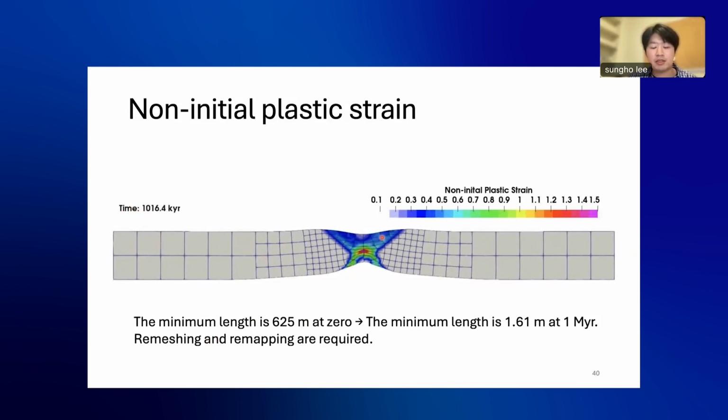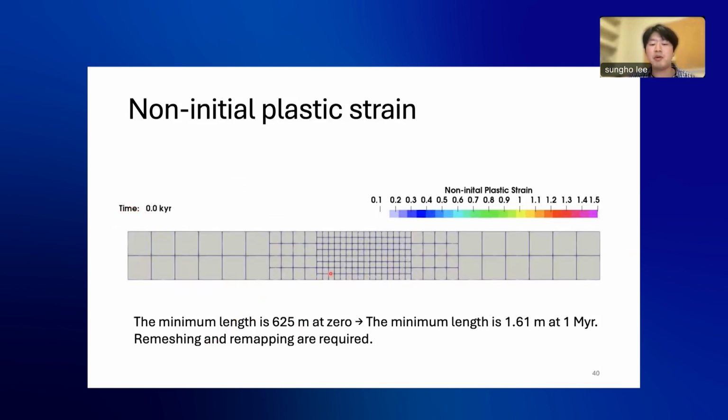But LAGHOS calculates the minimum length, and initially it was around 600 meters, but it goes to about 1 meter at 1 million years. So remeshing and remapping are required, because the length scale is used in determining the time step size. It means the time step size gradually decreases to satisfy the CFL condition here.